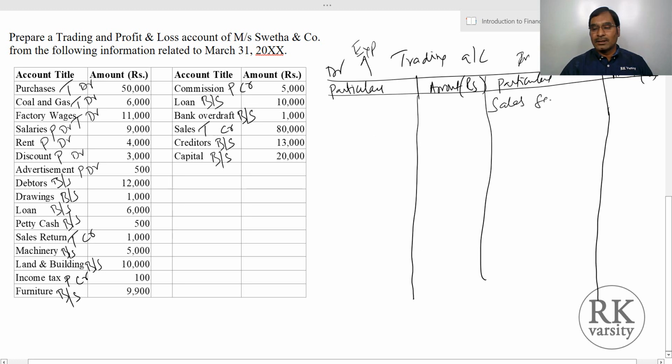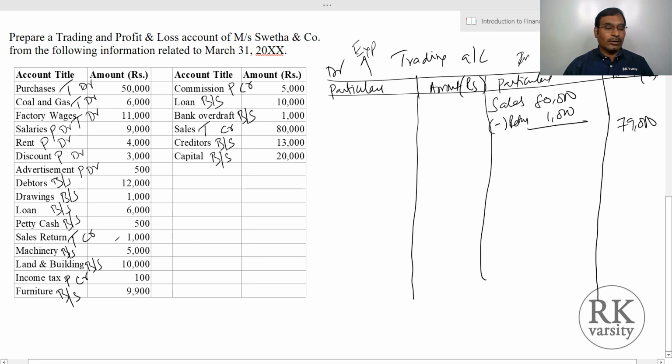We have sales of 80,000 and there are sales returns. Sales returns is 1000. We will deduct that one, minus returns 1000. So your net sales is 79,000. We'll put it here. Then there is no other item in the trading account credit side.